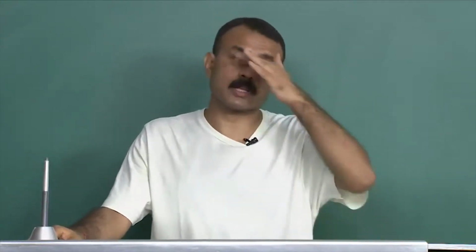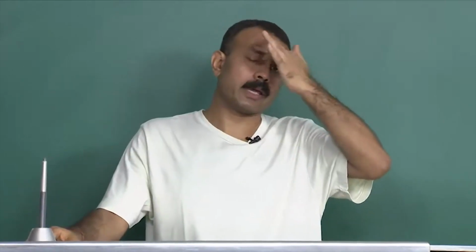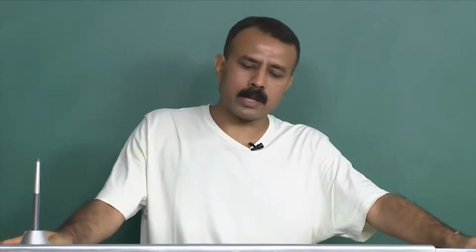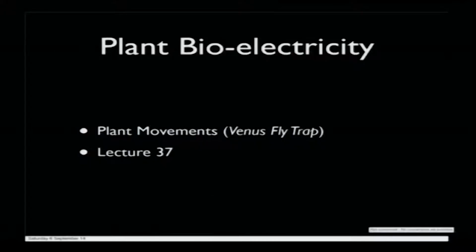So, essentially it is the same thing. There has to be a pressure sensor or a touch sensor, like in mimosa, but the mechanism is different. But the basic electrical activities are fairly the same. So, let us formally start this lecture with the plant bioelectricity of the plant movement in the Venus flytrap.